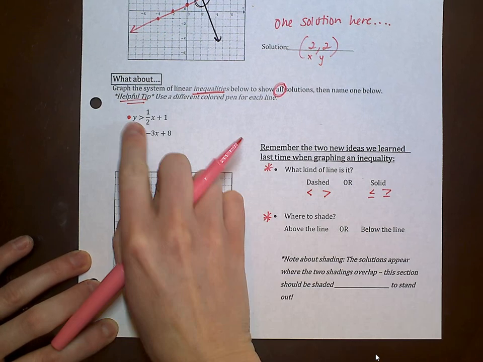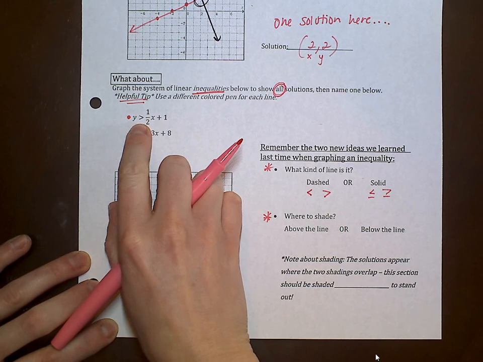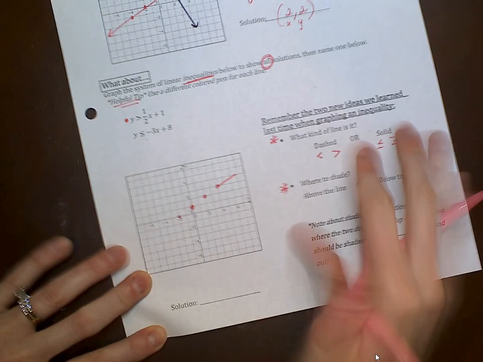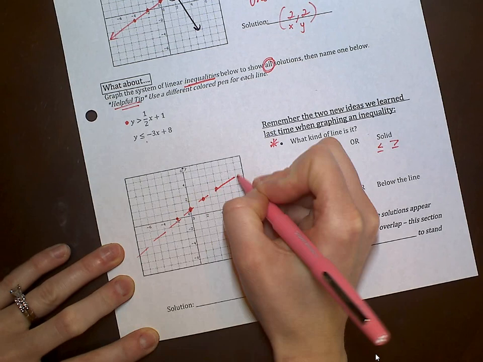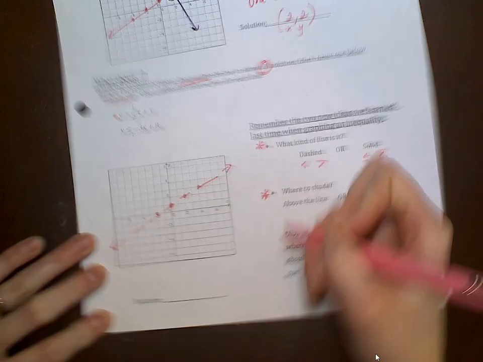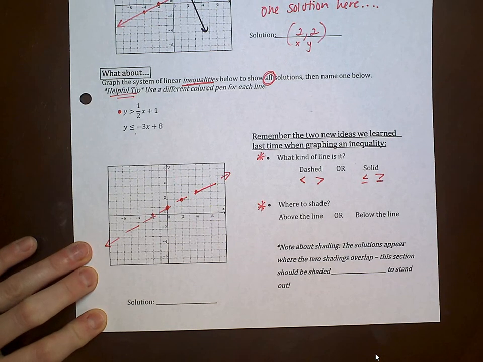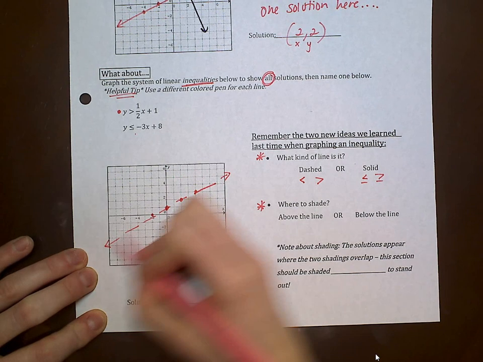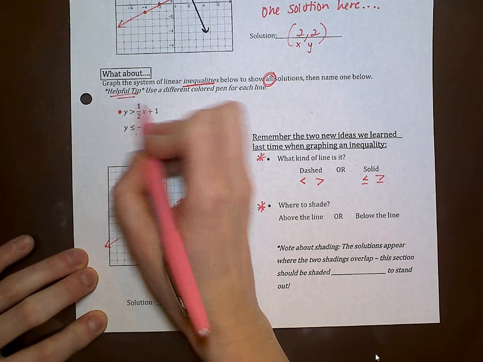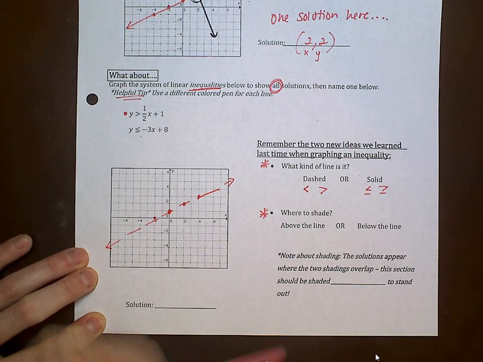So I was almost quick to draw that line. This is actually a dashed line because it doesn't have the solid line underneath the sign. So I kind of saved myself here. That means that ordered pairs on this line do not satisfy that inequality. They do not make it true.